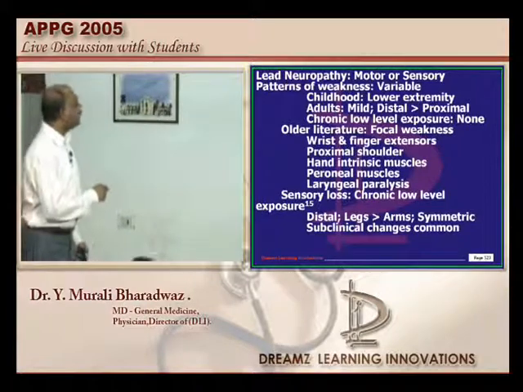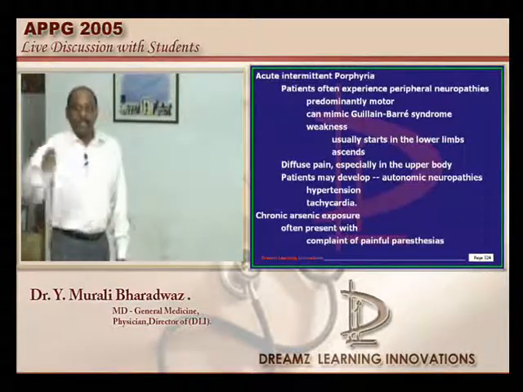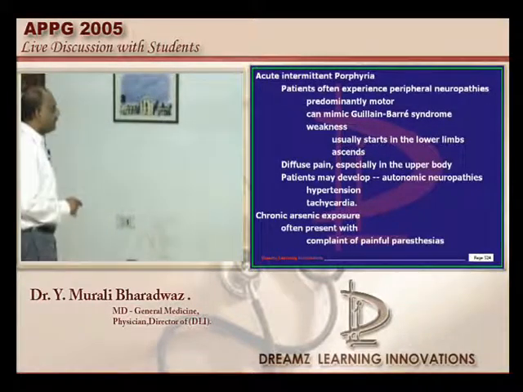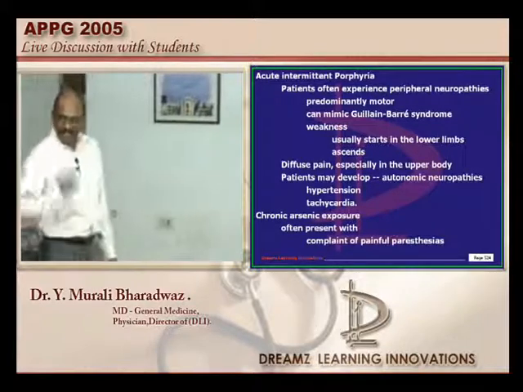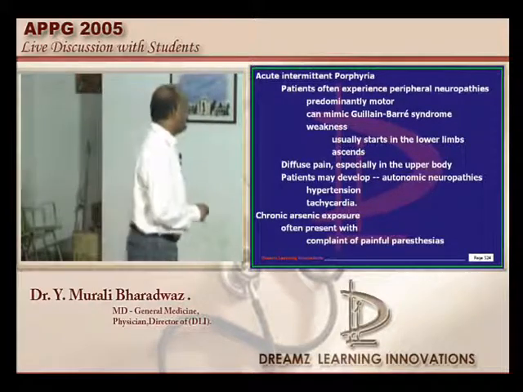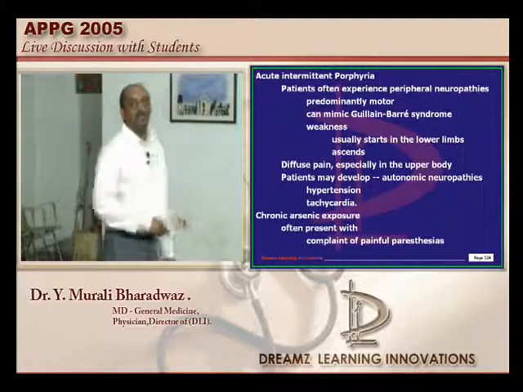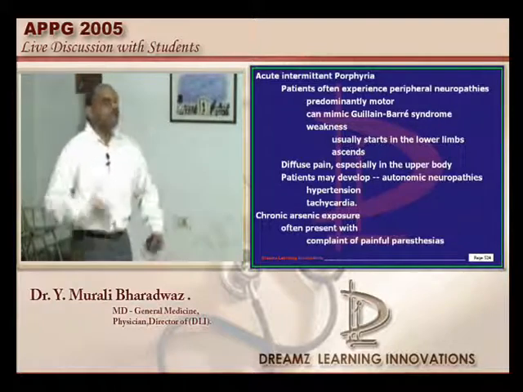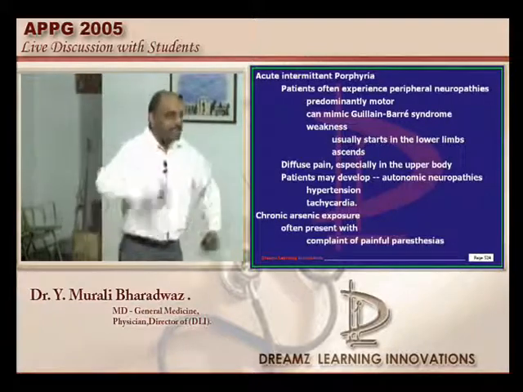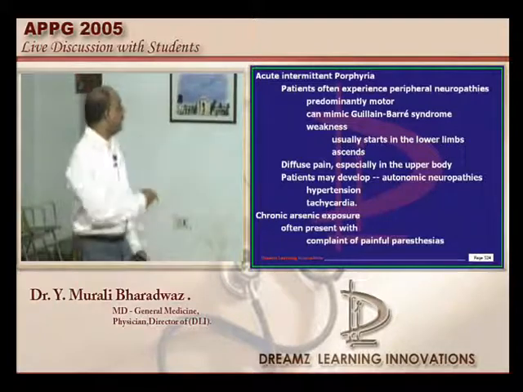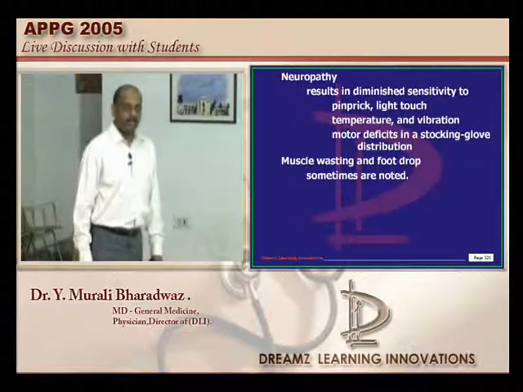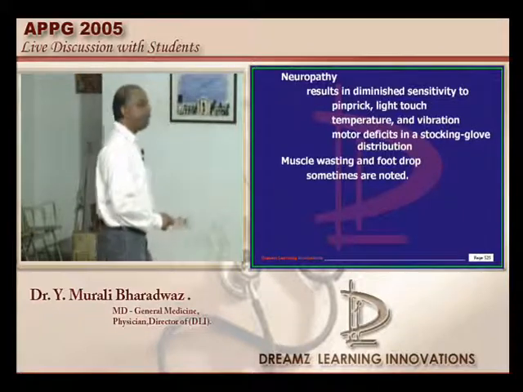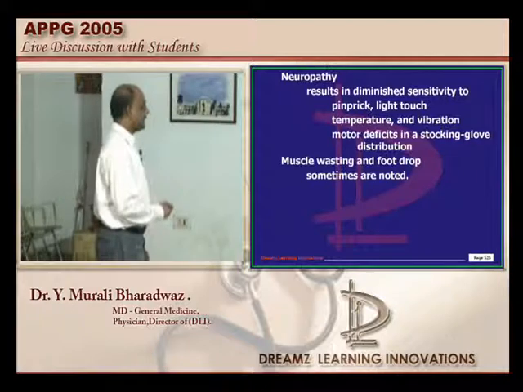How about acute intermittent porphyria? It is also predominantly motor, and it can mimic Guillain-Barré. And here the weakness starts in the lower limbs and ascends just like in the case of Guillain-Barré, but they will also have associated autonomic neuropathies. There will be hypertension, tachycardia, neuropsychiatric manifestations, in addition to the weakness of the lower limbs, which is in an ascending manner, that will make you think of acute intermittent porphyria. Chronic exposure to arsenic leads to the development of a painful paresthesia, is what needs to be remembered.